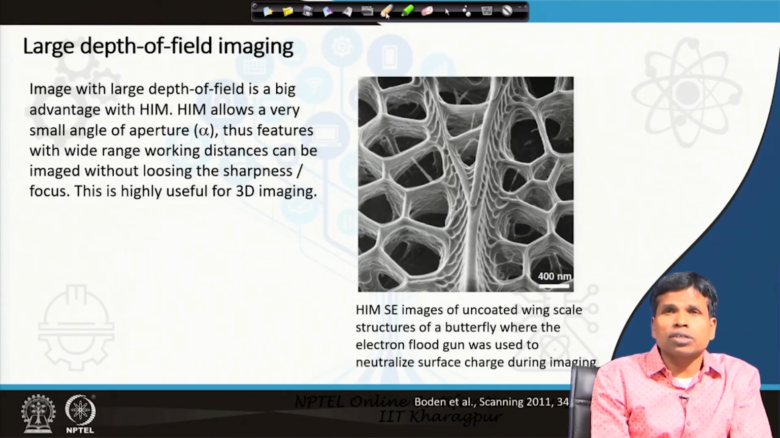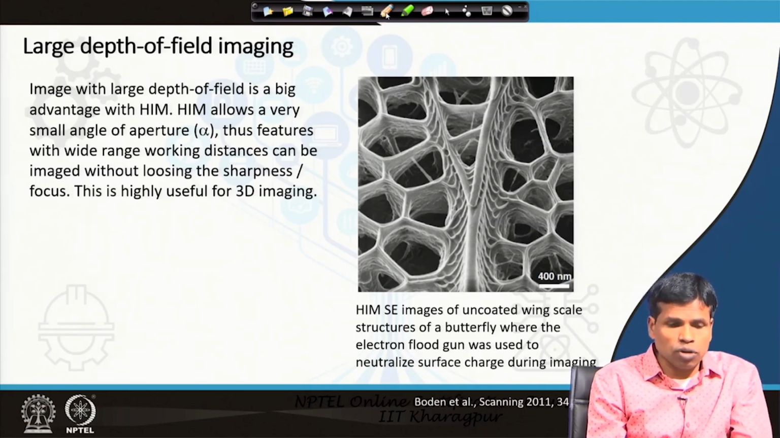But on the other hand, in case of helium ion microscope, we have the liberty to use a small angle of aperture, because in this case alpha can be made smaller, because lambda, or wavelength, of the ions is much smaller. As the wavelength of the ions is much smaller, diffraction is much less, and thereby it allows us to use a smaller angle of aperture, that is alpha, and with a smaller angle of aperture we can have large depth of field imaging.